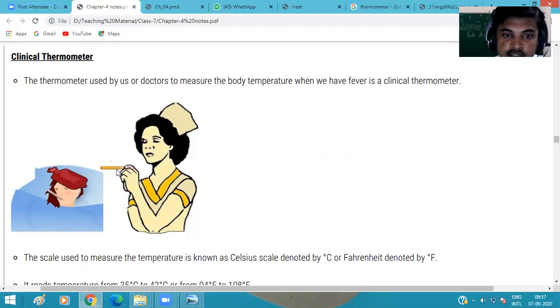They see what the reading is, and they jerk the thermometer 2-3 times, you see, and they put the thermometer under the tongue or in our armpit, and he says hold for a minute. After a minute they again see the thermometer and measure the reading, which temperature it shows. So this is the use.